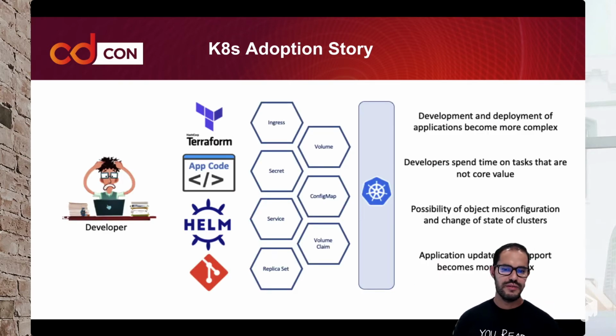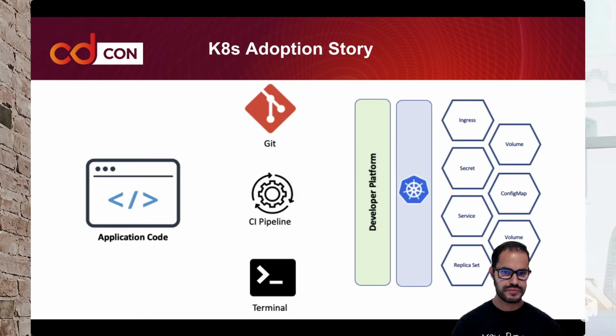And at the end of the day, the scenario that ends up happening is that we as developers are no longer just deploying our application code, but now we have to learn Terraform, Helm charts, Kubernetes objects, and the deployment of applications that were easy before now becomes super complex on the developer side. And managing this at scale becomes even harder, right?